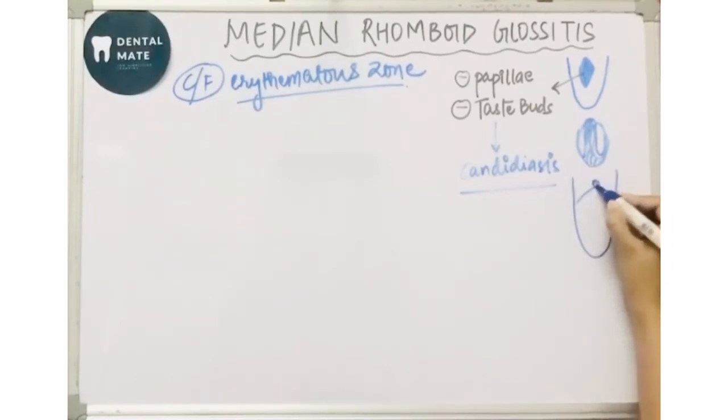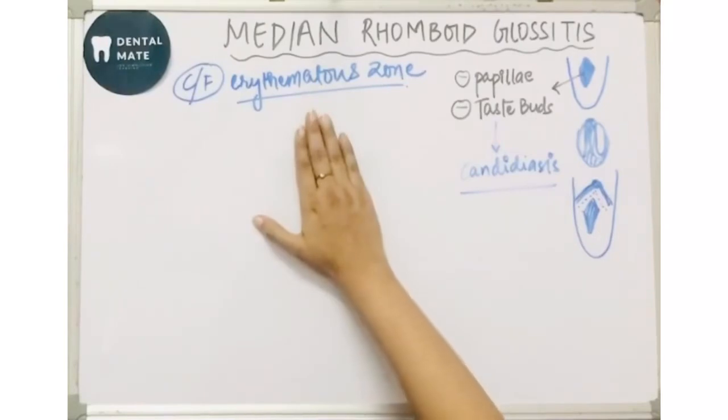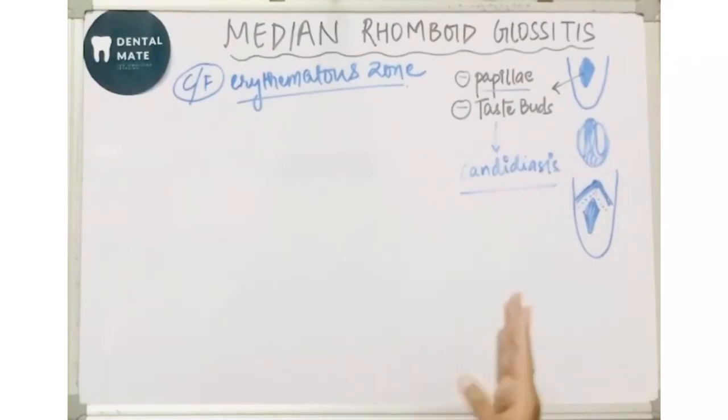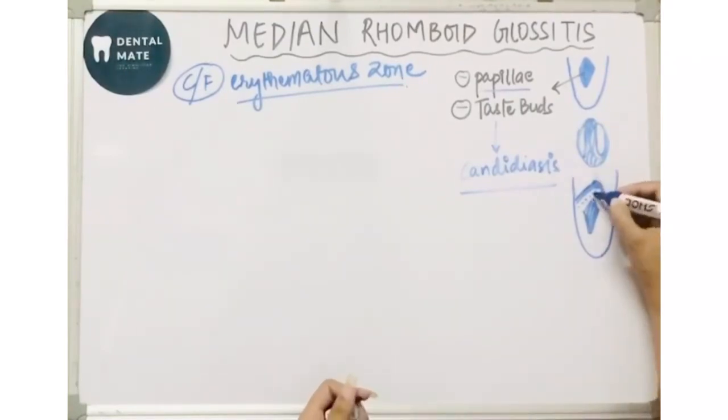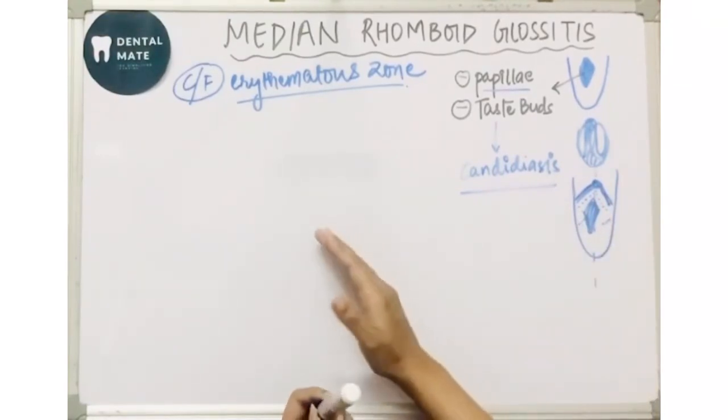See, this is the tuberculum impar, which forms the foramen, and this is the sulcus terminalis. Just anterior to this there is a V-shaped grouping of circumvallate papillae, and just anterior to that there is the rhomboidal shaped erythematous area, that is the median rhomboid glossitis. Why does this zone look erythematous? Because of the loss of the papillae. And this lesion is symmetric, meaning it will be seen on both sides of the midline, on the right and on the left. So this is a symmetric or bilateral lesion.